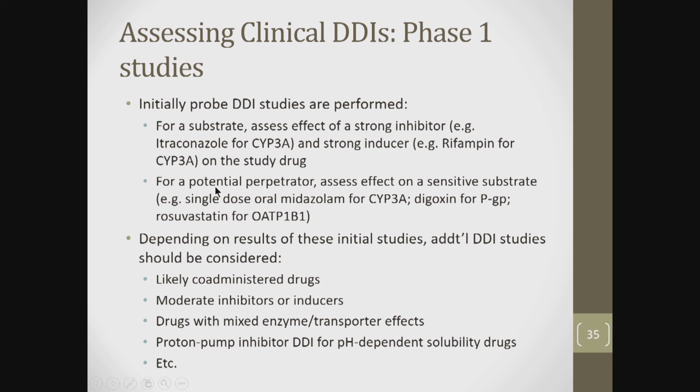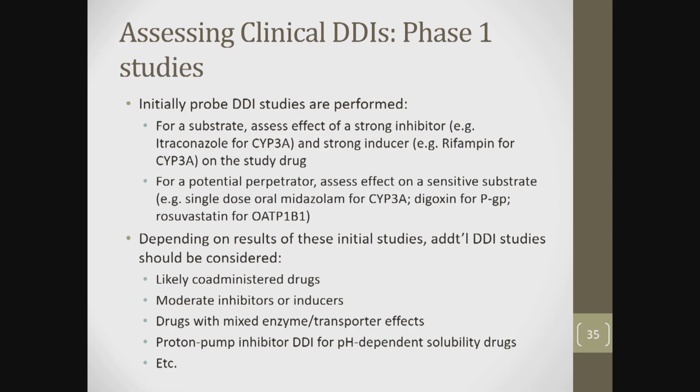If we're considering our drug to be a potential perpetrator, we're going to evaluate the effect on a sensitive, well-characterized substrate, for instance, midazolam for CYP3A, or digoxin for P-glycoprotein, or maybe rosuvastatin for OATP1B1. And depending on the results of these initial studies using probe inhibitors, inducers, or probe substrates, we'll consider if we need to do any more DDI studies.